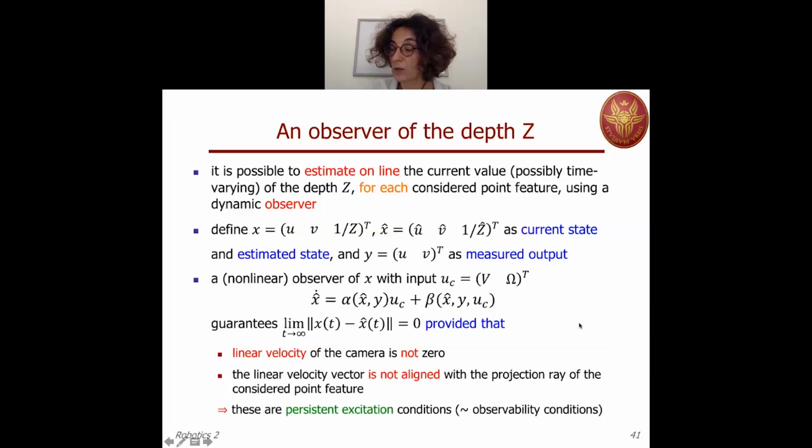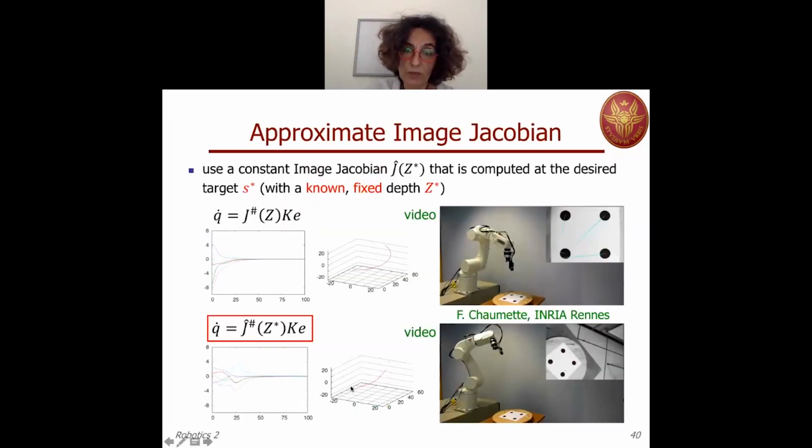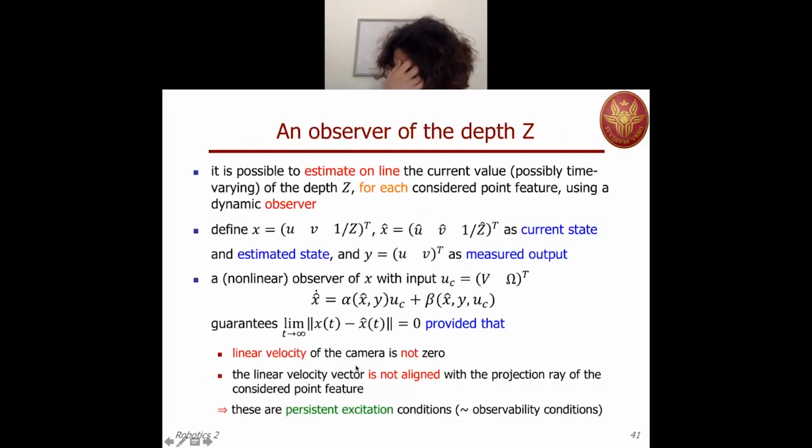Okay, so what can we do with the depth? So we have said we can use, and this is shown here, the depth at the target, like in this case, and then locally we can still guarantee convergence, or we can devise an observer, like in the example that I will show now, an observer that estimates the depth.